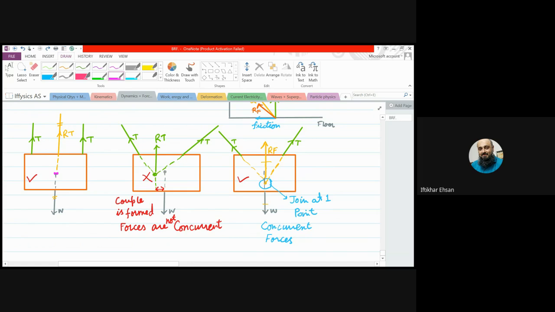So what is the basic point? If you extend all the forces backward along their lines of action, and if all the forces join at one point, they are concurrent forces, and that makes an object in equilibrium. If all the forces are not meeting at one single point, they are not concurrent forces, and the object is not in equilibrium. Clear? Right? Yes, sir. Any question, beta? No.